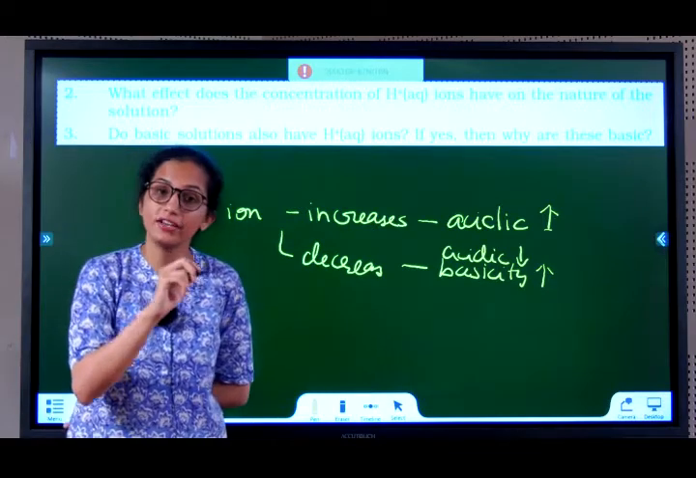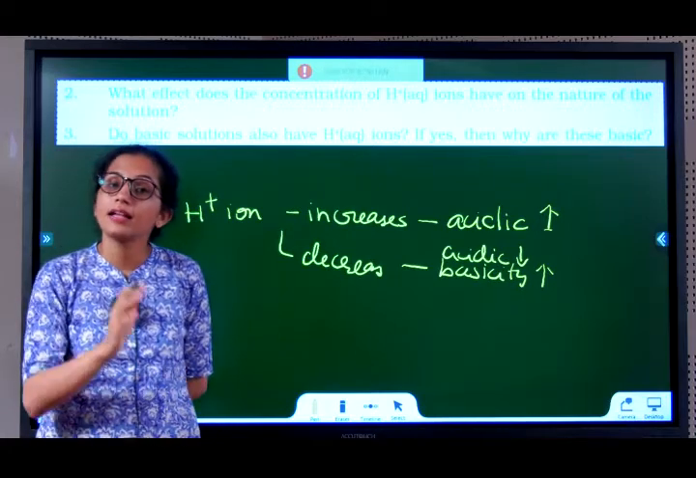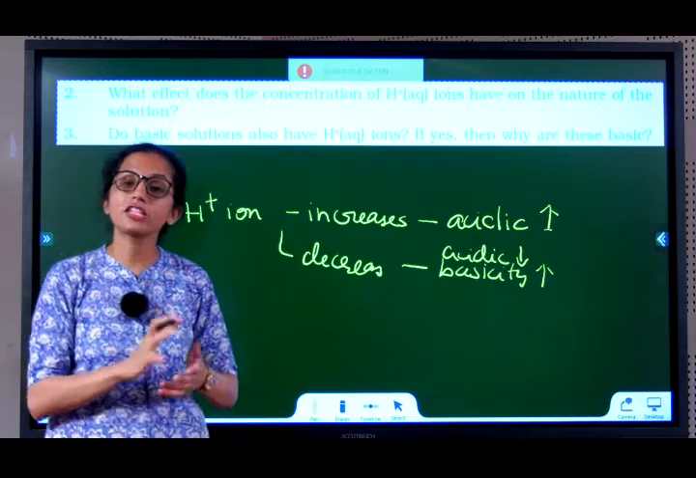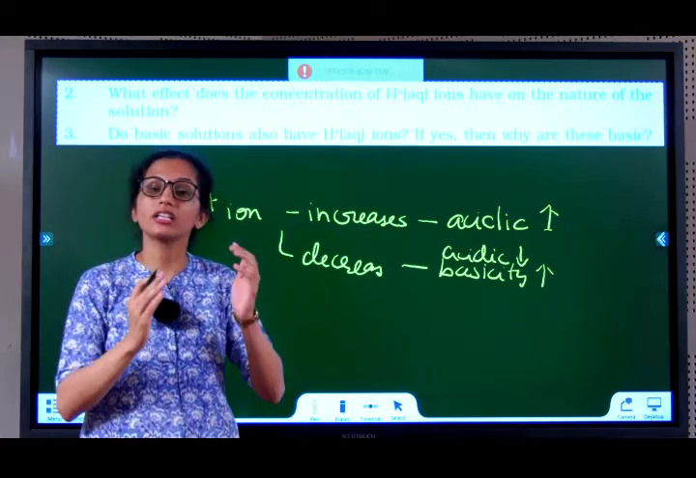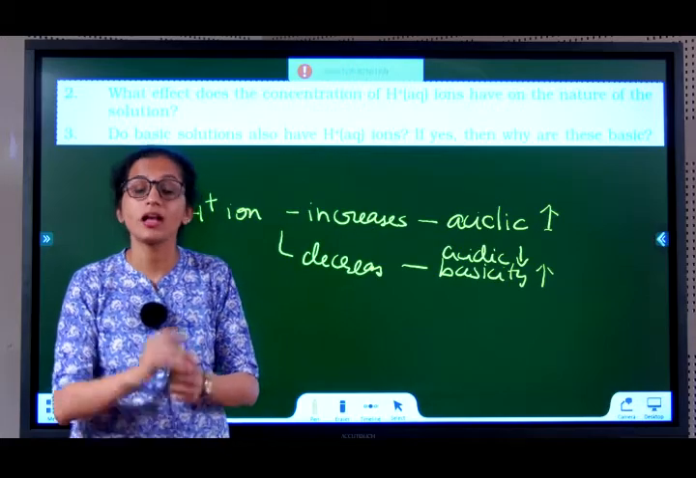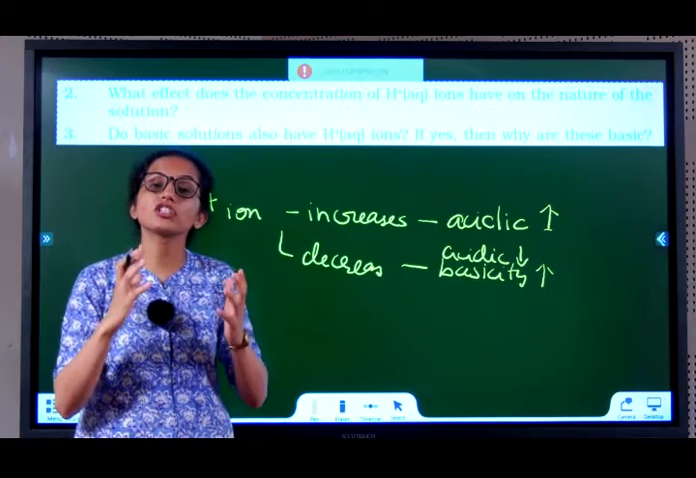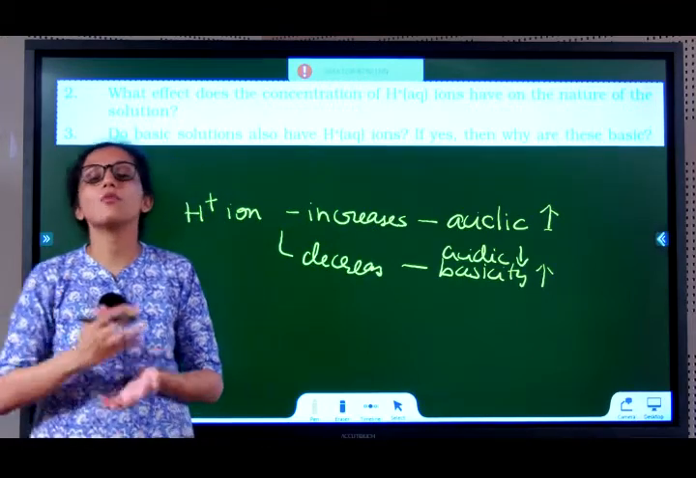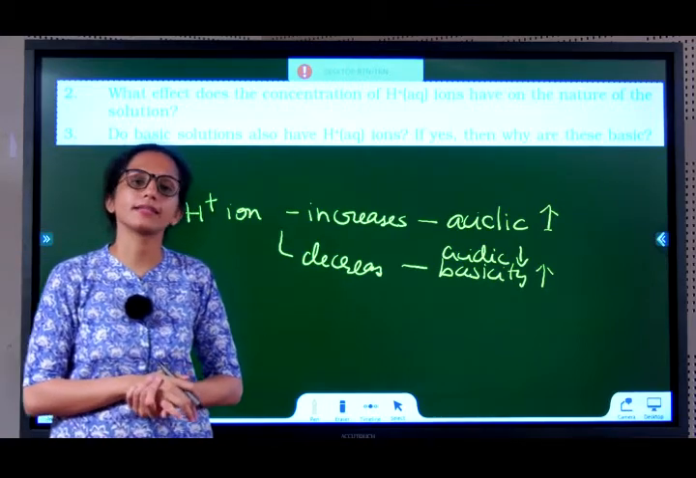Next question. Do basic solutions also have H plus aqueous ions? We learnt yes, they do. If yes, then why are they basic? Basic solutions have H plus ions as well as OH minus ions. Every solution has both H plus ions as well as OH minus ions. But they are basic because the concentration of OH minus ions is more than the concentration of H plus ions, which is why they are basic.